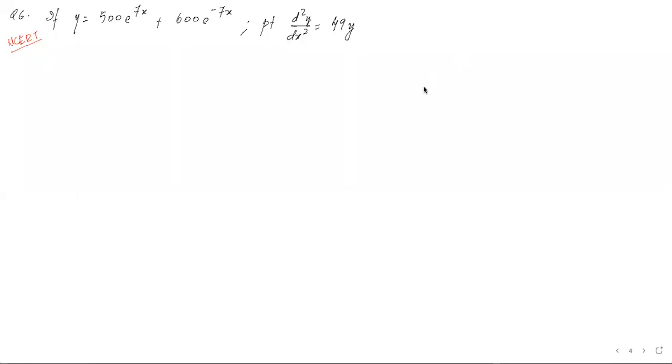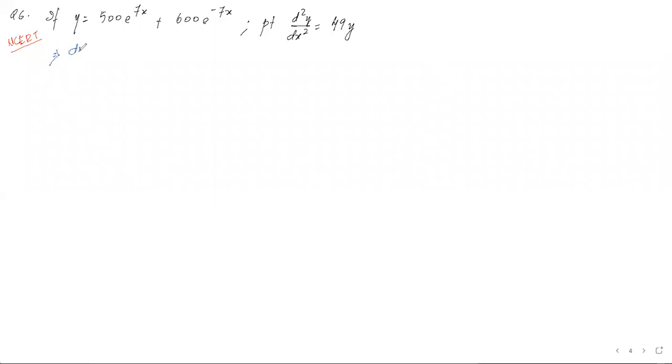Question number 6, we get to see a function y equals 500 times e power 7x plus 600 times e power minus 7x. We need to prove the double derivative is 49 times the original function. And this is a question from NCERT.